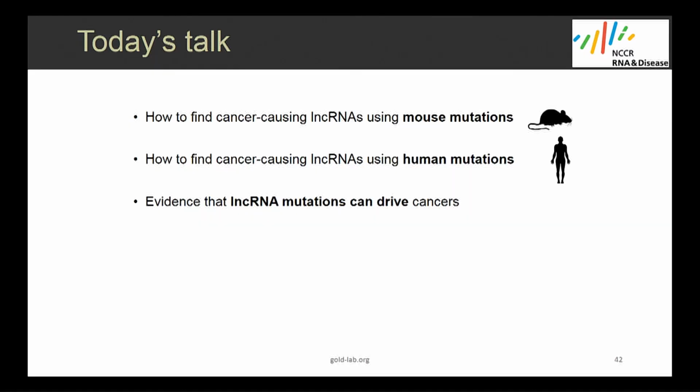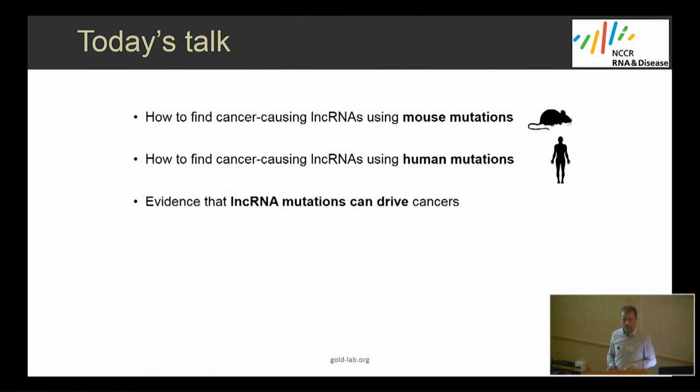Okay, so I'm going to wrap up. I showed you how we use mouse mutations to identify candidate driver genes in human. I showed you how we use human mutations to identify candidate driver genes. And I showed you some experimental evidence that these mutations can, in fact, alter the phenotype of cells and confer on them a growth advantage.